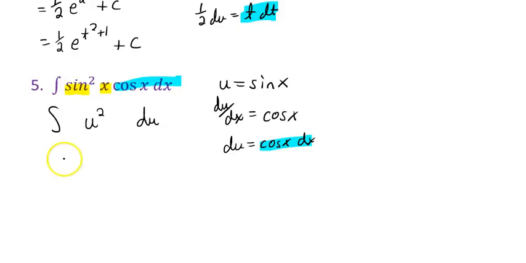Now when I take the antiderivative, it is a power rule. So I have 1/3 u to the 3rd plus c. And then I'm going to resubstitute the sine. So 1/3 sine cubed x plus c. And that will be my answer there.